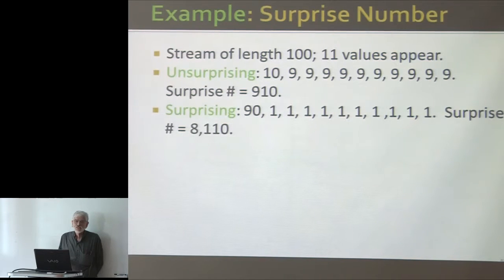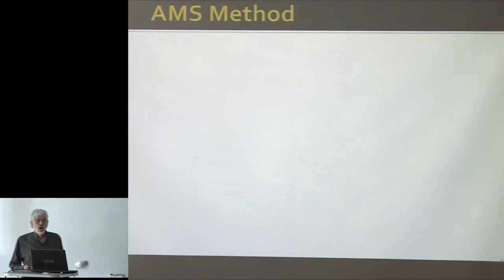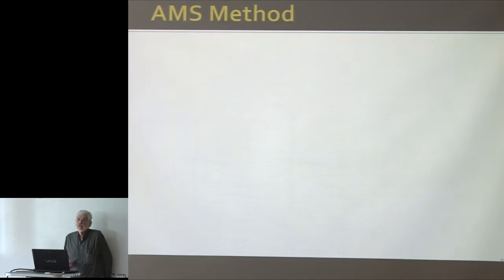So let's see, how could we estimate the surprise number? Again, if you had the room to, you could just count the number of occurrences of each of the elements and sum their squares. But there's an interesting method. It's due to Alon, Matias, and Szegedy, known as the AMS method. It works for any power, any moment, 2 or higher. I'm just going to do it for second moments.